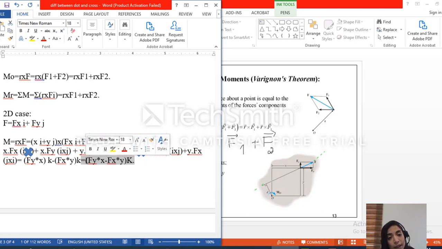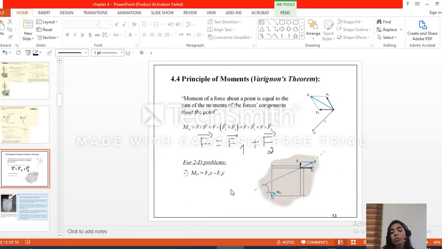Now, if I am in 2D case and I have the components of F as Fx and Fy, I can directly apply this rule in order to find the moment. So it's up to you to choose the easiest method that will not consume a lot of time.